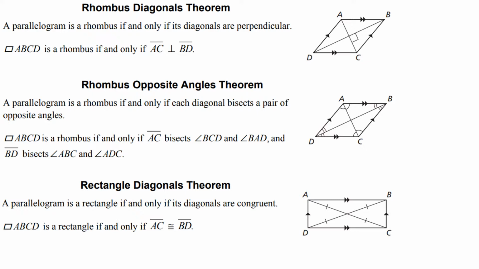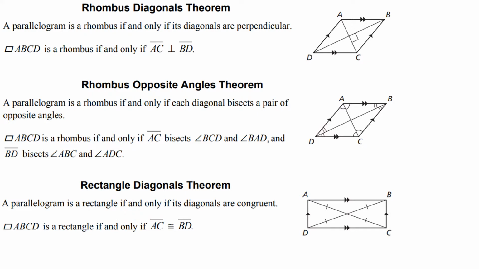Also with the rhombus, the diagonals bisect each pair of opposite angles. So if you see in that middle diagram, angle A is being bisected by segment AC. Angle B is being bisected by segment BD.